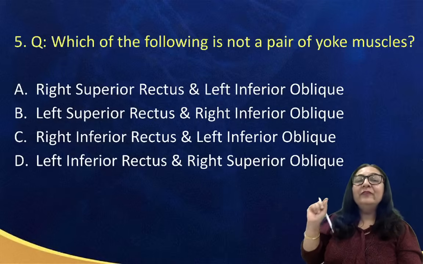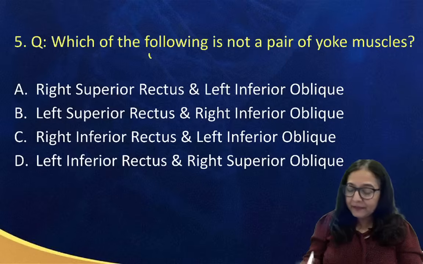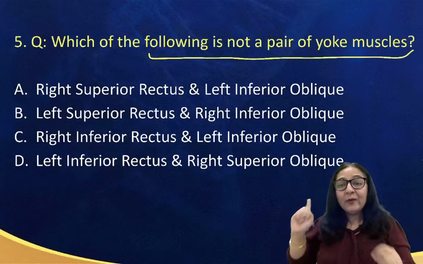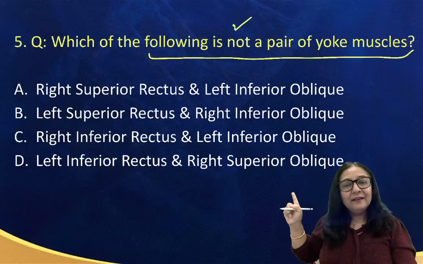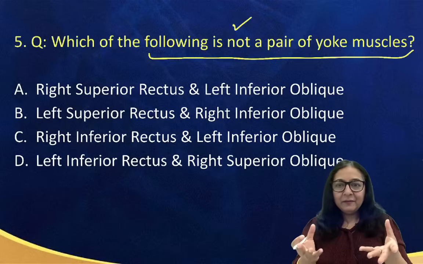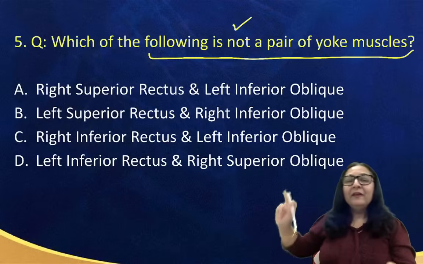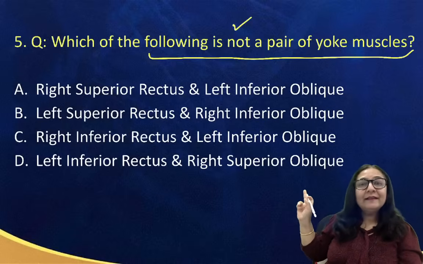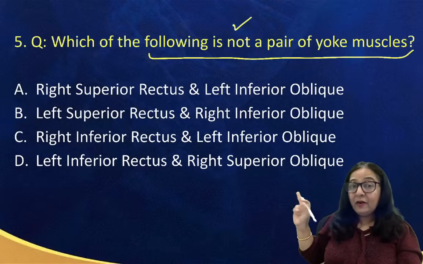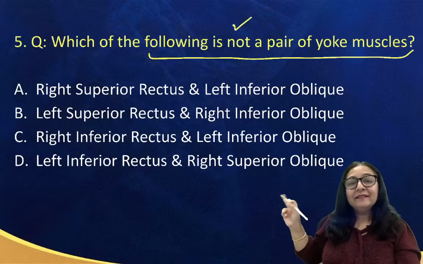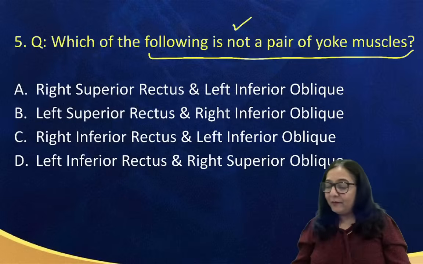The question is, which of the following is not a pair of yoke muscles? Now in questions like this, beta, not को नहीं भूलना है. Do not forget the not. Do not jump to, oh, कहीं yoke muscles तो नहीं करना है. No, not the pair of the yoke muscles. Okay. So for your choices: right superior rectus, left inferior oblique; left superior rectus, right inferior oblique; right inferior rectus, left inferior oblique; left inferior rectus, right superior oblique.